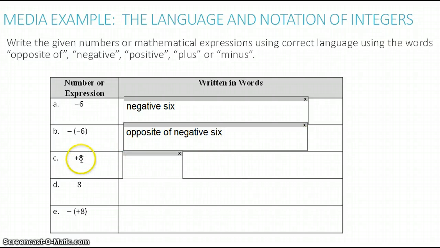Now for the next one, we have this symbol and the 8. So it might be tempting to say plus 8, but we're not adding this to any other number. There's no number in front of it. So this plus is referring to the sign of the number, which is positive. So here we would write +8.